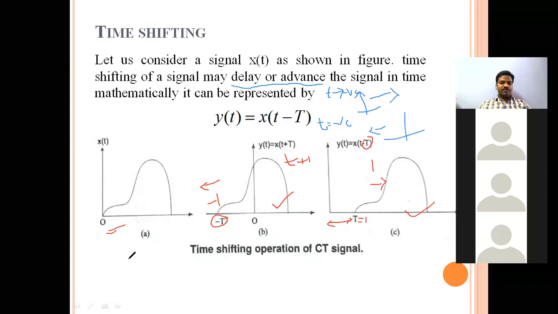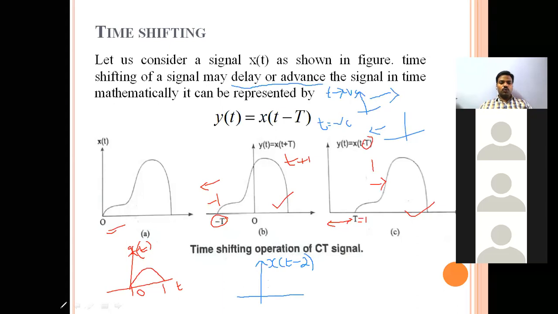Okay, for the sake of you people, I am going to explain one more example here. Now see here, this is x of t, which is defined from 0 to 1. Okay, this is x of t. This is t. Now I am asked to represent the same signal by considering the delay of 2 units. That means I am asked to represent the signal x of t minus 2.